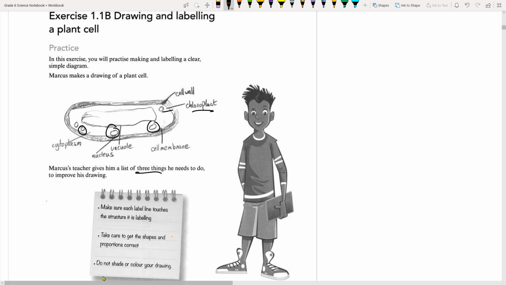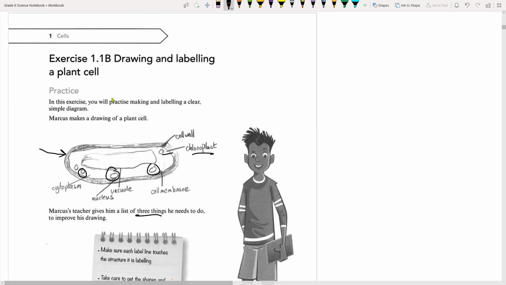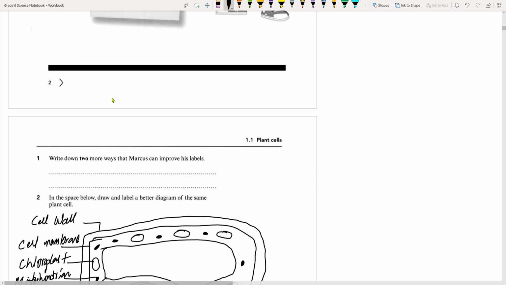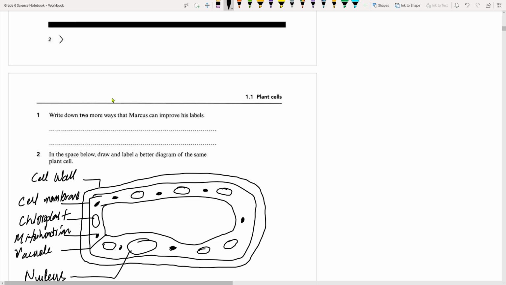And the third one, do not shade or color your drawing. So he shaded the cell wall. That makes it difficult to see whether it's a structure or complete structure, what it is. So the cell membrane is now hidden over here, right? So this is the problem that he has done. Now the next part of the question is, write down two more ways that Marcus can improve his labeling.